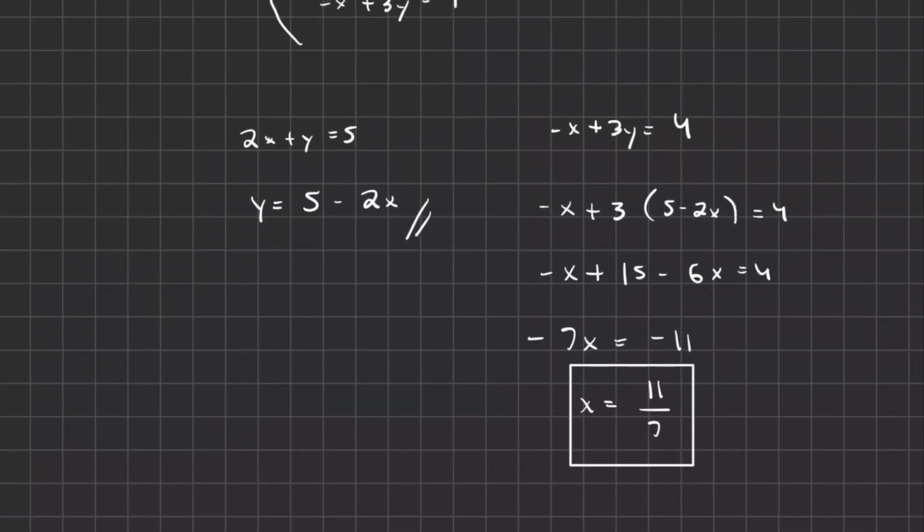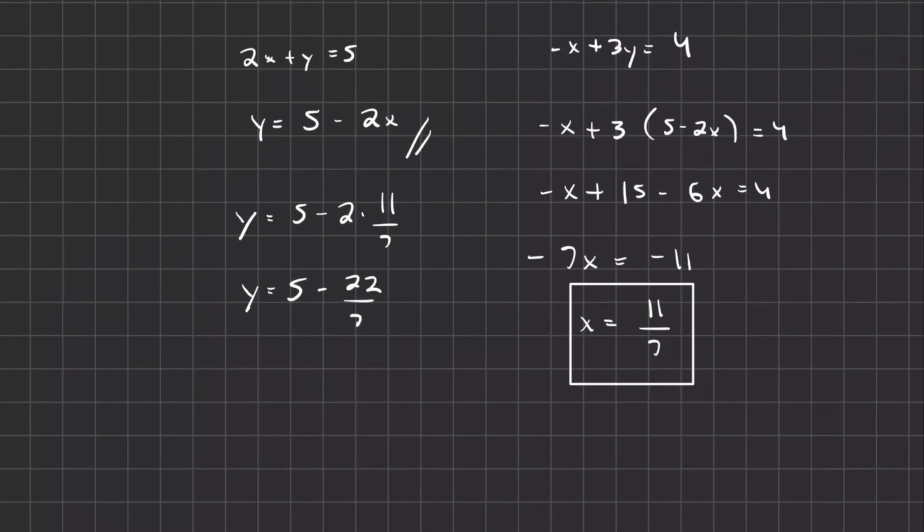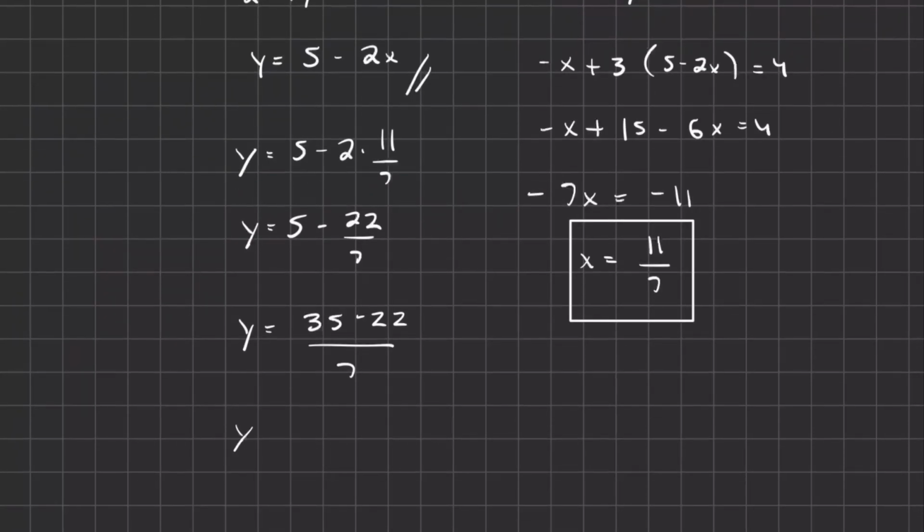So now that we have a value for x, we can solve for y. So we get y equals 5 minus 2 times 11 over 7. So that'll be 5 minus 22 over 7. We could simplify a little bit, get a common denominator, so we'll get 35 minus 22 over 7. That's 13. So y equals 13 over 7.